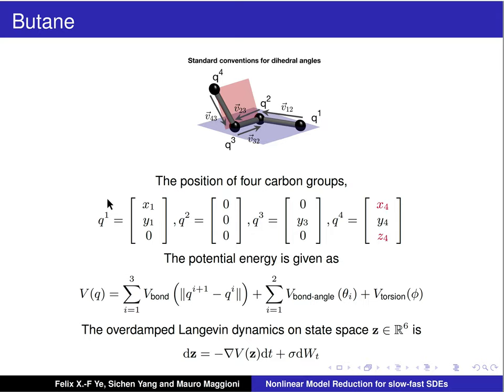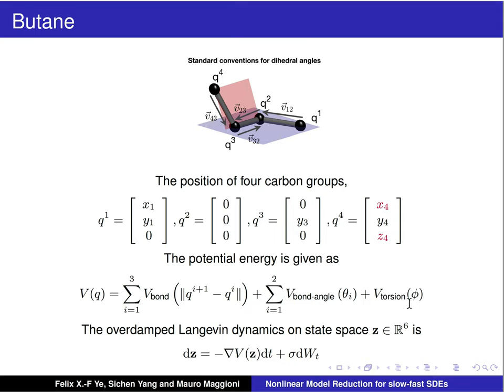The potential I'm going to use has 3 terms. One is the bond potential, which is basically the distance between each carbon group. Also I have a bond angle, which is this vector versus this vector. And the third one is torsion, the dihedral angle of this red plane and the purple plane. These angles will fluctuate in the dynamics.